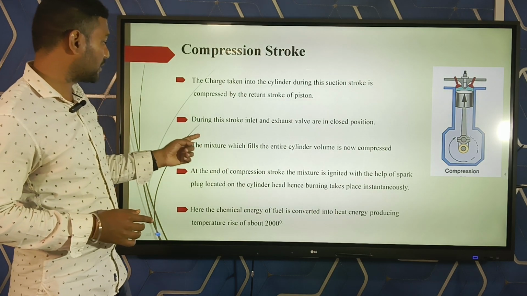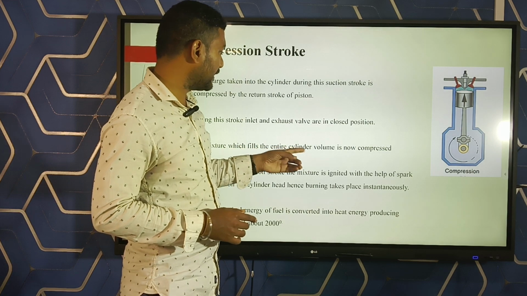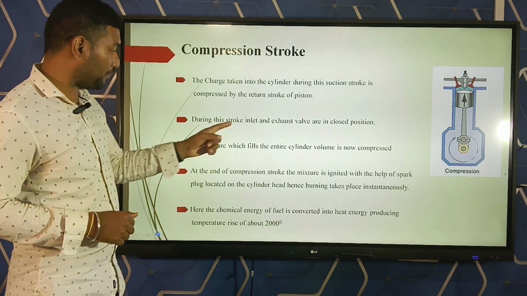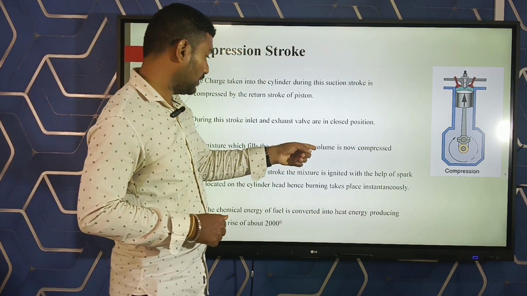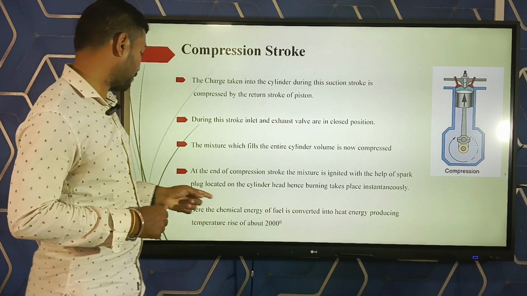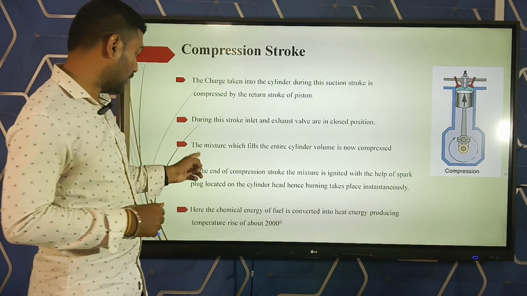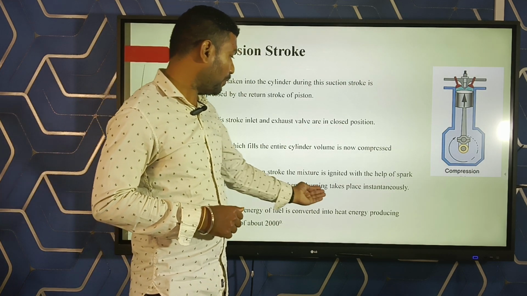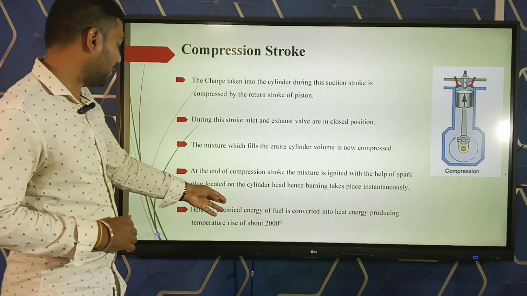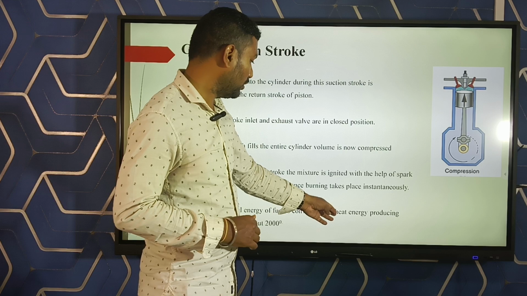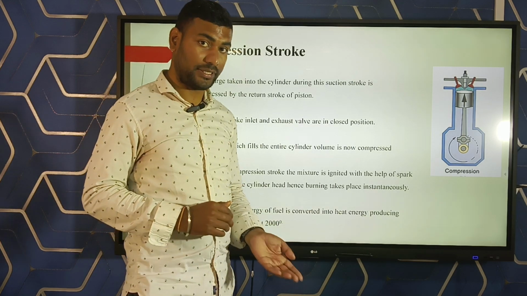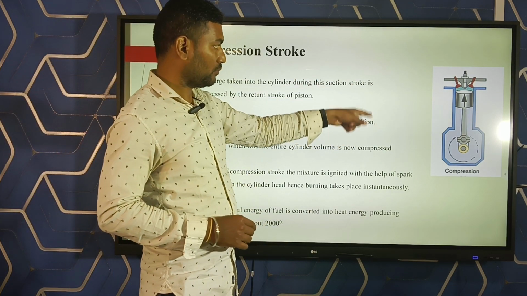Third point is your the mixture which fills the entire cylinder volume is now compressed. And fourth point is your at the end of the compression stroke, the mixture is ignited with the help of a spark plug located on the cylinder head. Hence, burning takes place instantaneously. Then here the chemical energy of fuel is converted into heat energy, producing temperature rise of about 2000 degree. This is your compression process diagram.